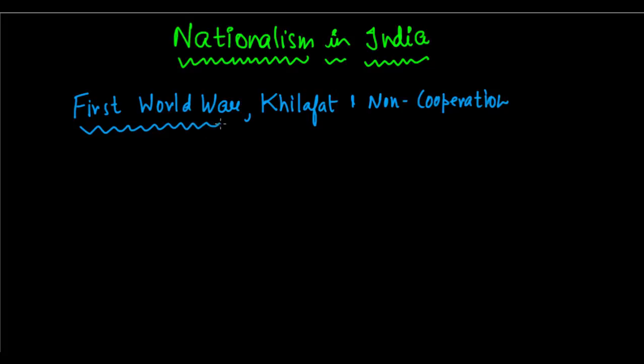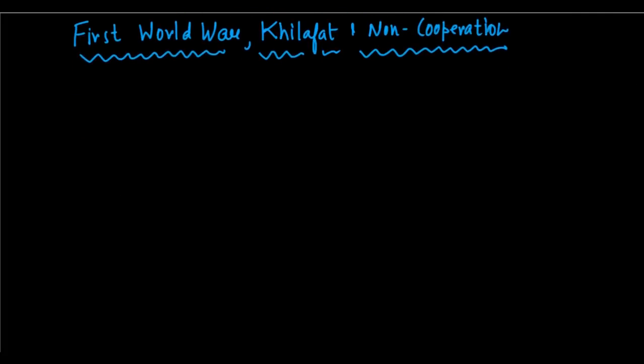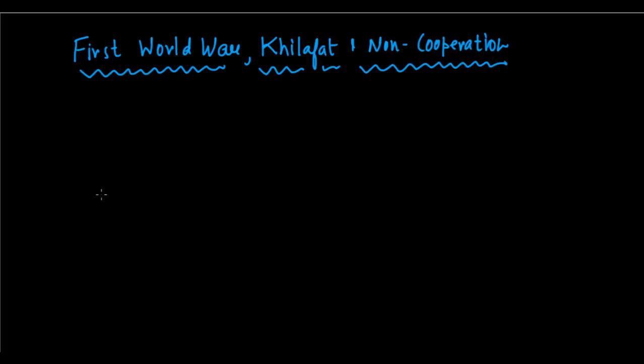You know that the First World War began in around 1914, and at that point Britain was under turmoil because Britain was at war. So Britain needed facilities, funds, arms and supplies to run the war, right? So Britain made some changes in India, which brought about a new social and political landscape in India.